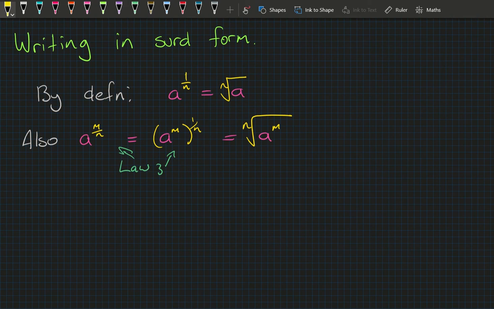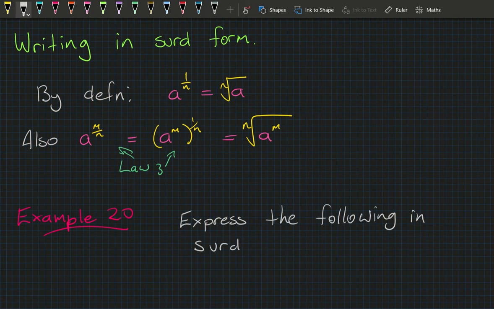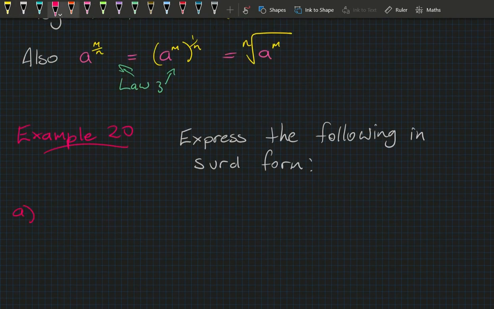However, to make some good sense of it, let's move straight into example 20, where, surprise, surprise, we're going to express the following in surd form. Alright, part A, we have 3 to the power of 1/5. Okay, that's equal to the 5th root of 3. And that's not really an interesting question, of course, because all we've done here was just use the definition.